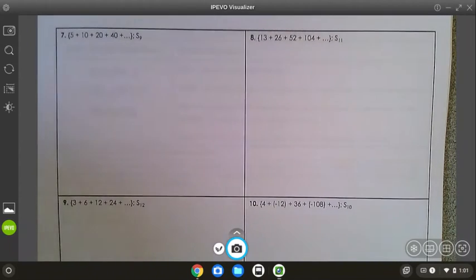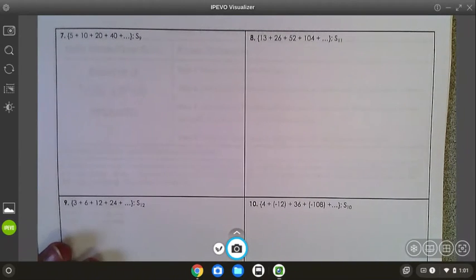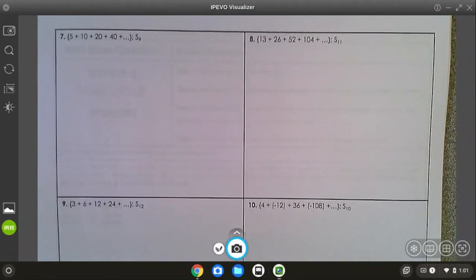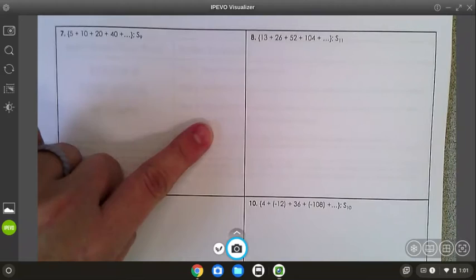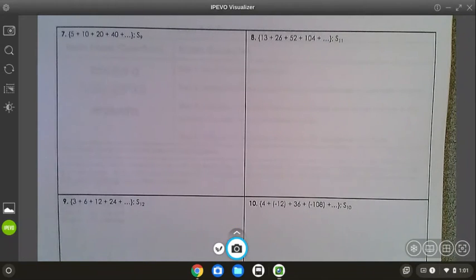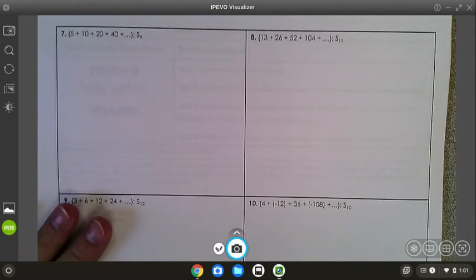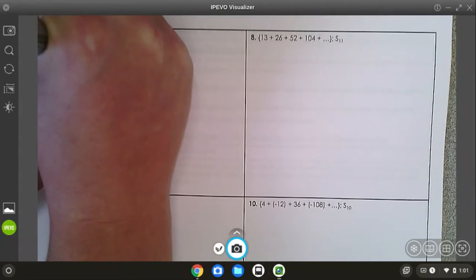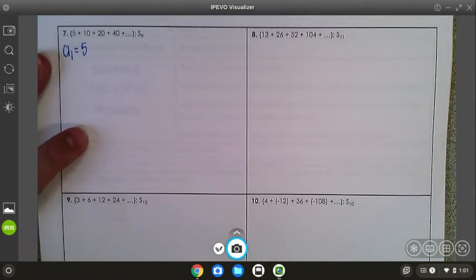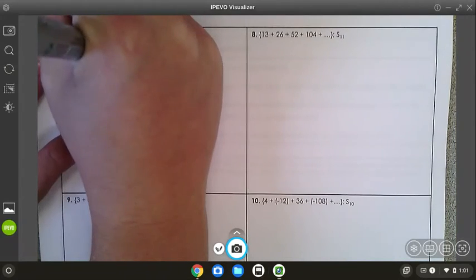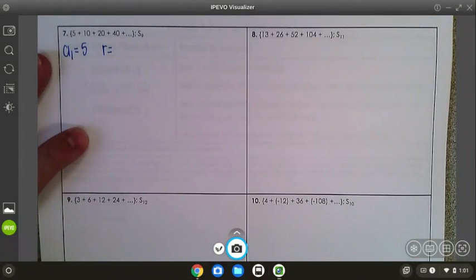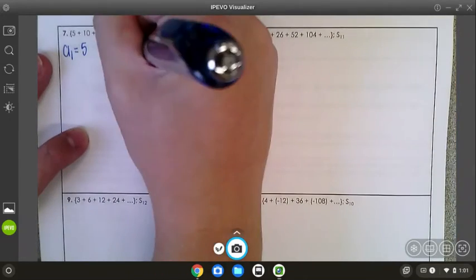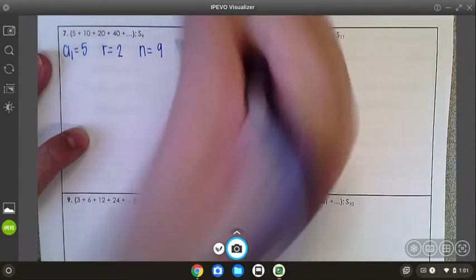All right. Let's do a few. These are 6 more. I'll do 2 more with you, and then I'll let you work on the last 4 by yourself. So number 7, we know that A1 equals 5. What is the R? 2. And N is 9.